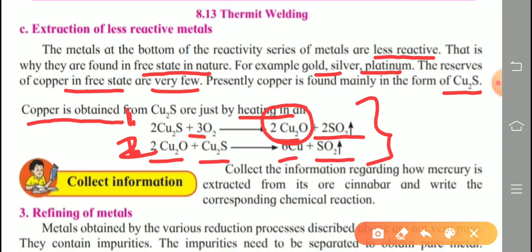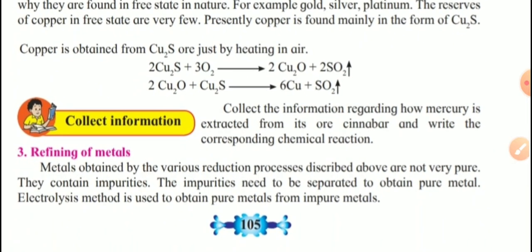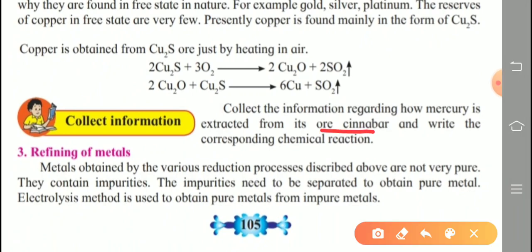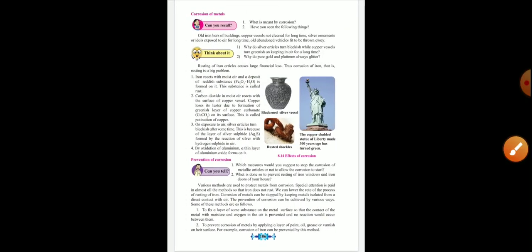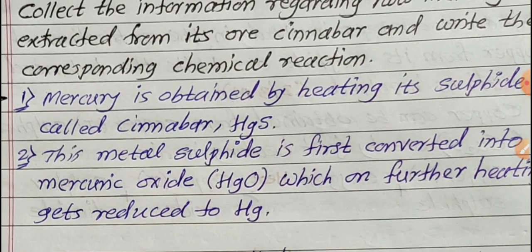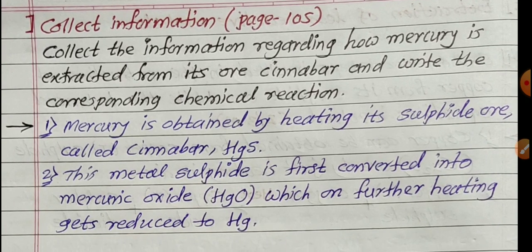Now collect information. Collect the information regarding how mercury is extracted from its ore cinnabar. Underline: cinnabar is an ore of mercury, and write the corresponding chemical reaction. So I will show the answer of this question on paper. Here, see the question, collect information. The question is related to page number 105.